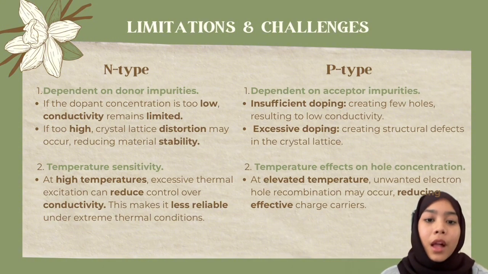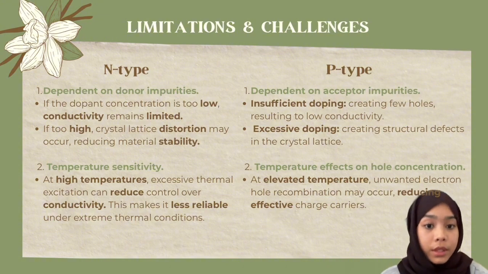For P-type, it is dependent on acceptor impurities. So when there is insufficient doping, it creates few holes that result in low conductivity. Meanwhile, when there is excessive doping, it creates structural defects in the crystal lattice.